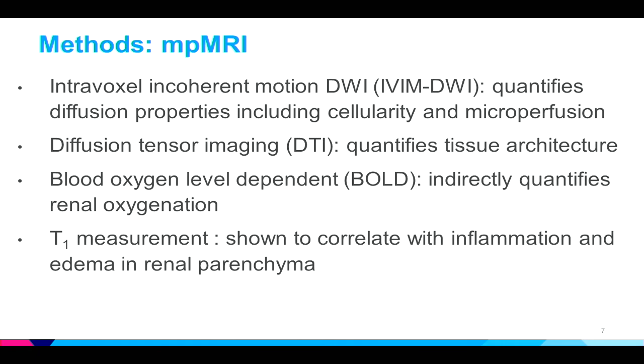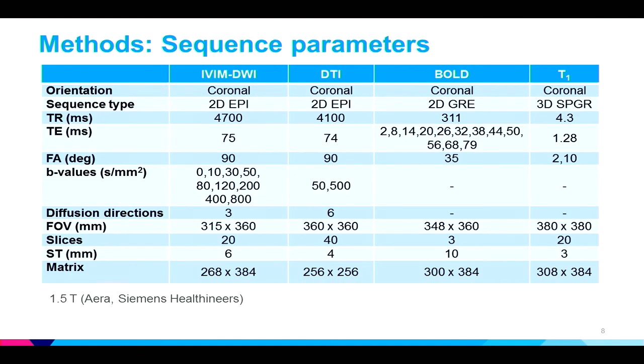Our MpMRI protocol consisted of several methods. I will not talk about all of them here. Some have been presented in posters that you can see in the poster hall. My abstract covers intravoxel incoherent motion diffusion, which can quantify diffusion properties as well as microperfusion in tissue. Diffusion tensor imaging, which examines tissue architecture. Blood oxygen level dependent, or BOLD, which can indirectly quantify renal oxygen demand in the kidney, especially in the medulla. And we also looked at T1, which was shown to correlate with inflammation and edema in the kidney.